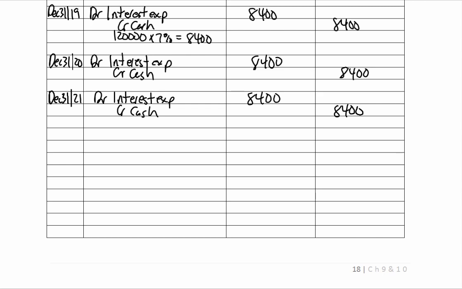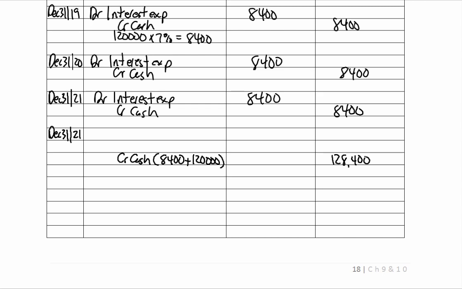Now we're at December 31st, 2021. Last day, this is the maturity time period. So what am I going to fork over? Well, I'm going to credit cash, but now I'm going to pay the $8,400 plus the $120,000, right? Because I'm paying 100% of the amount that's owing. So that's $128,400 is how much I'm going to fork over.